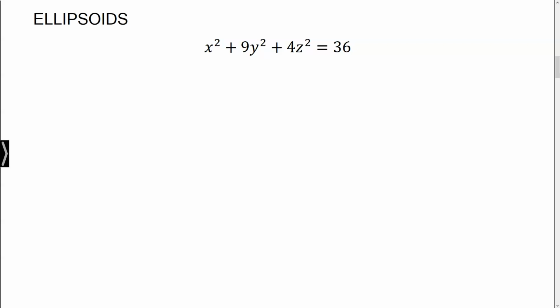So we're going to start by looking at ellipsoids. Ellipsoid is probably the easiest of the 5 to think about and sketch. The best way to think of an ellipsoid is it's like a 3-dimensional version or analog of an ellipse. You just go up one more dimension. So how do we tell that we have an ellipsoid?